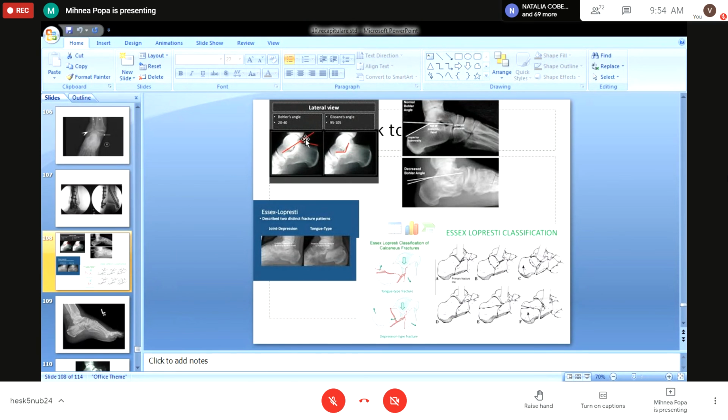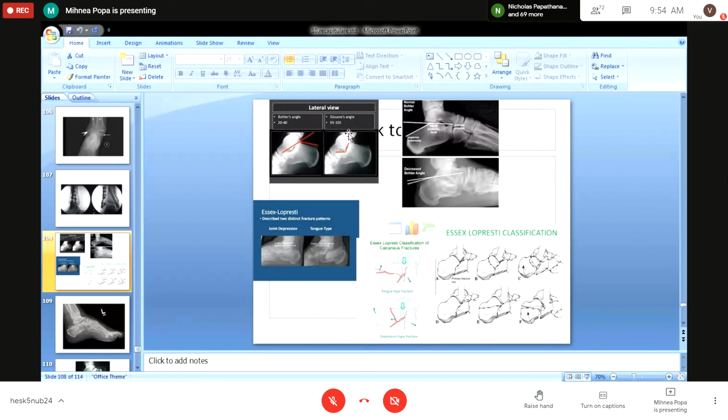And this angle has to be between 20 and 40 degrees. Why is this important? Because when the angle is a lot smaller or a lot bigger, then we have a compression or too important a displacement of the fracture, and this problem generates arthrosis and pain in the patient.